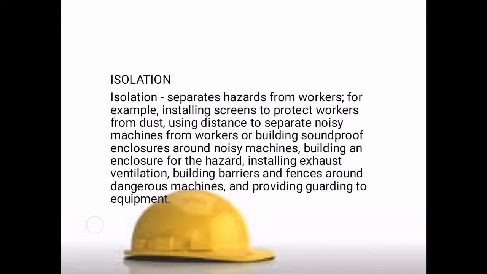And next is isolation. Isolation separates hazards from workers. For example, installing screens to protect workers from dust, using distance to separate noisy machines from workers, or building soundproof enclosures around noisy machines, building enclosures for the hazard, installing exhaust ventilation, building barriers and fences around dangerous machines, and providing guarding to equipment. Preventing workers from coming into contact with the source of an electrical hazard will reduce the relevant risk.